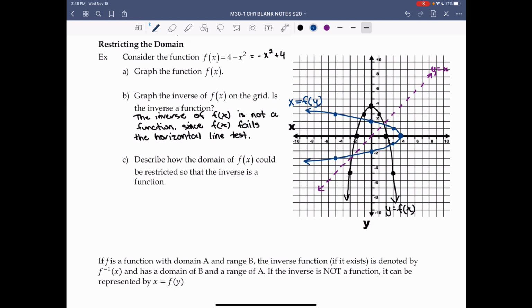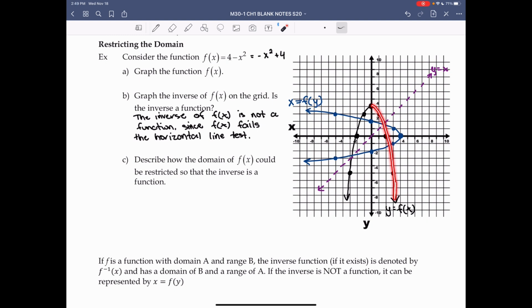C. Describe how the domain of f of x could be restricted so that the inverse is a function. So how can we make it so that f of x could pass the horizontal line test? If we take a horizontal line, we see that we touch on 2 parts. If we were to split this f of x down the center on the axis of symmetry, and we just had either this part or we just had this part, then the inverse would be a function.